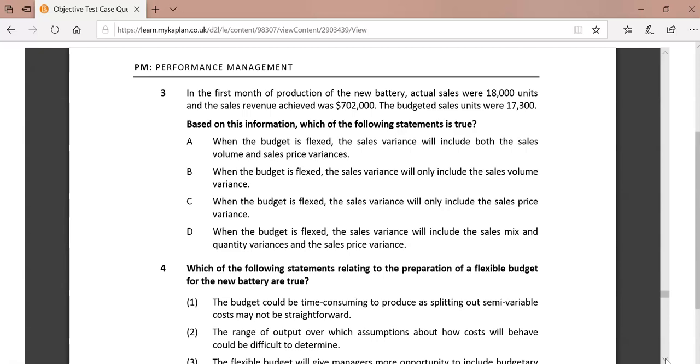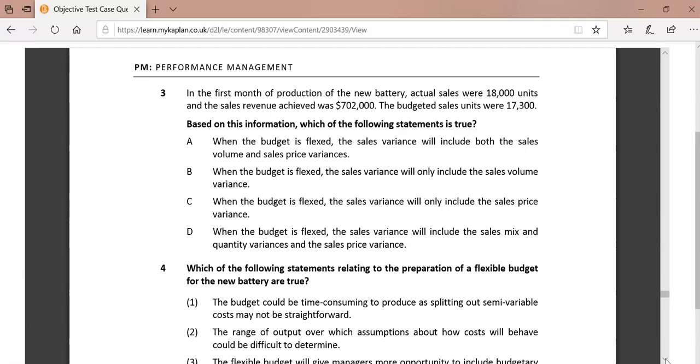Once the budget is flexed, the key point is that we are working to actual sales, right? The whole idea of budgeted sales is irrelevant in flexing a budget. This is very different to analyzing what's going on with sales, because once you flex a budget, we're saying we want to see what's happening at actual output, right? Because really the focus is on production. Flexing a budget really is to do with production.